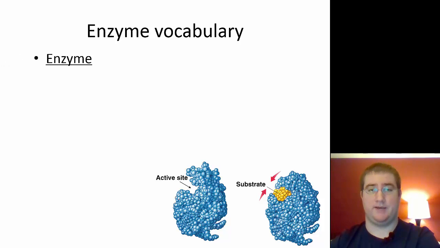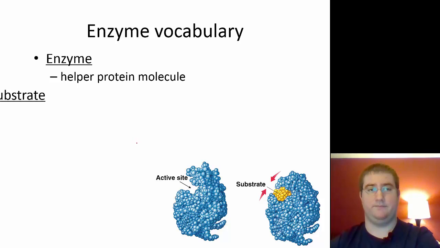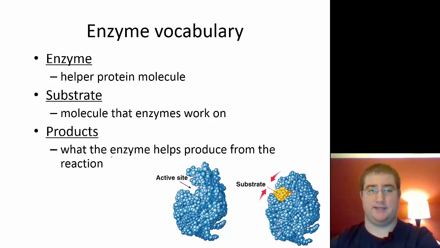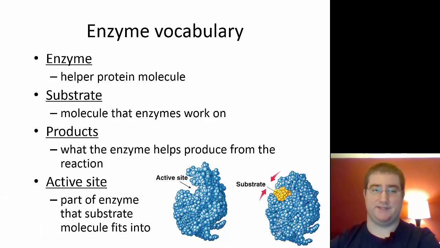A review of the vocabulary. The enzyme is the actual helper protein molecule. The substrate is the molecule that the enzyme works on. The product is what the enzyme helps produce from the reaction. And then the active site is the part of the enzyme where the substrate actually fits. So the substrate fits into the active site of the enzyme, creating the product, whatever that product is.